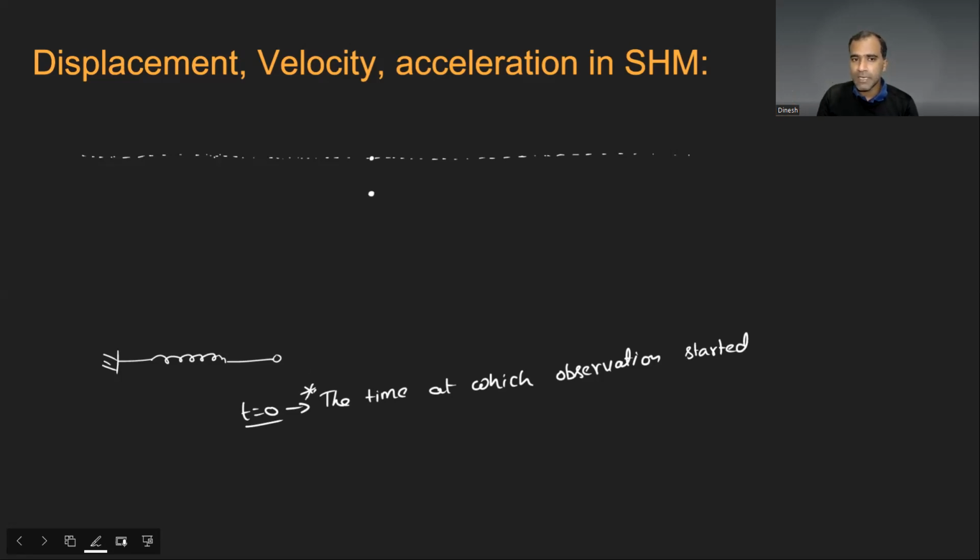Now it keeps on oscillating. It keeps on oscillating like this, right? If you have started observation here, that is, at time 0 the particle is at this displacement. Right. Now let's say the particle is in equilibrium position.